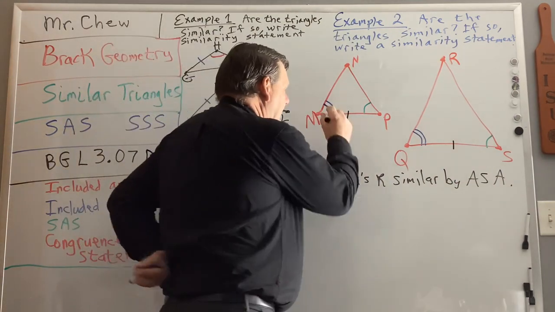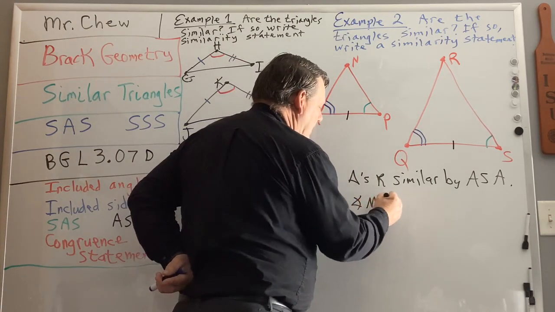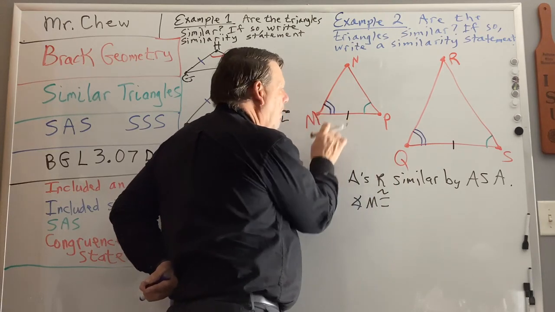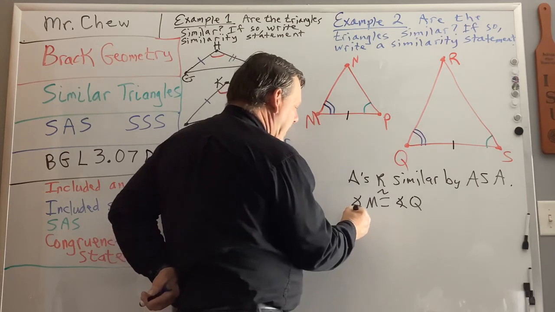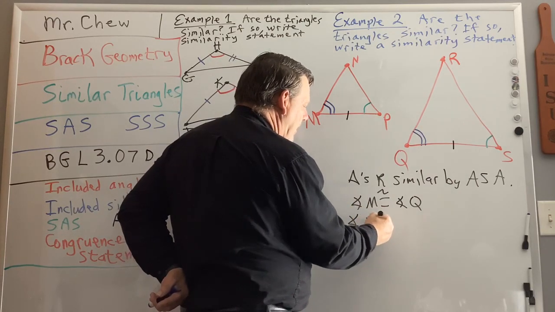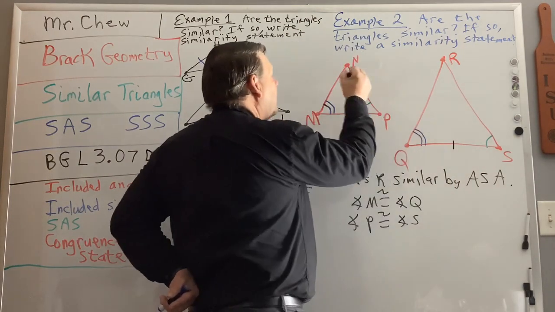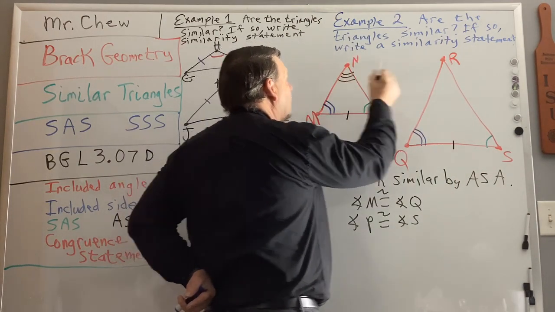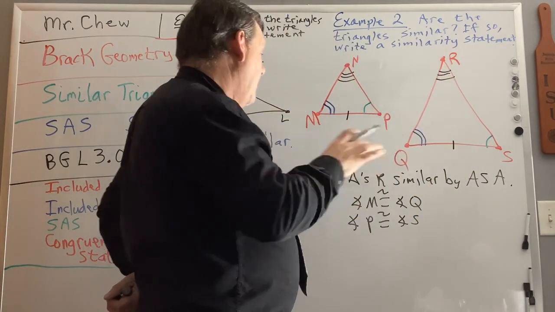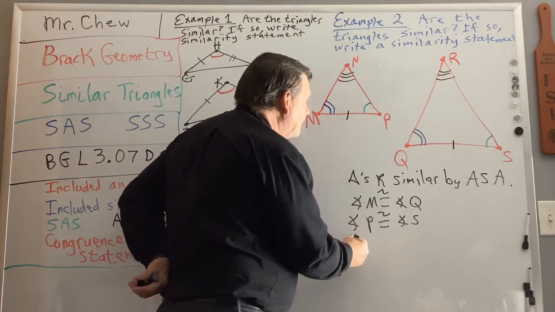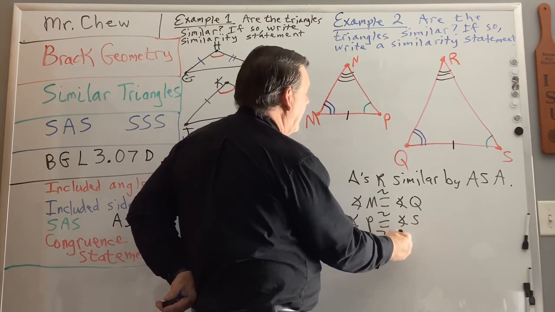Now, let's go ahead and list the angles here. Angle M has to be congruent to the one that's got the two arcs on it, angle Q. And then angle P has to be congruent to the one that has one on it. Then these two have to be congruent as well. They have to be. There is no other way. So angle N has to be congruent to angle N.